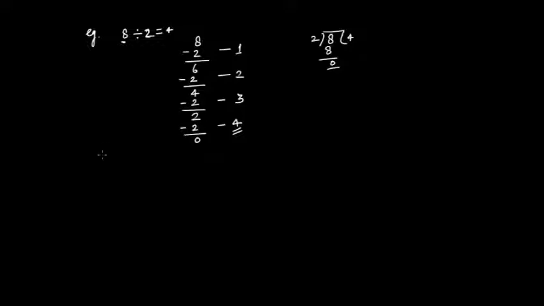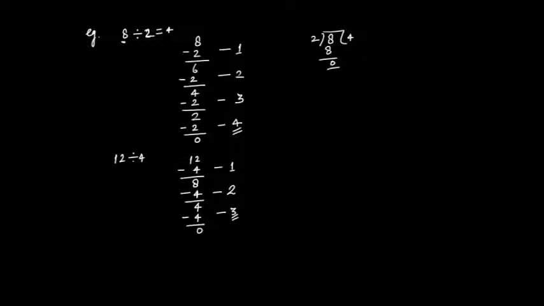Let's take another example. Suppose you have 12 divided by 4. In this case, 12 minus 4, and you would get 8. This is the first step. 8 minus 4 would be 4, and this would be the second step. And 4 minus 4 would be 0, and this would be the third step. So how many times did you repeat this process? This is 3 times, right? So this is the answer for 12 divided by 4.